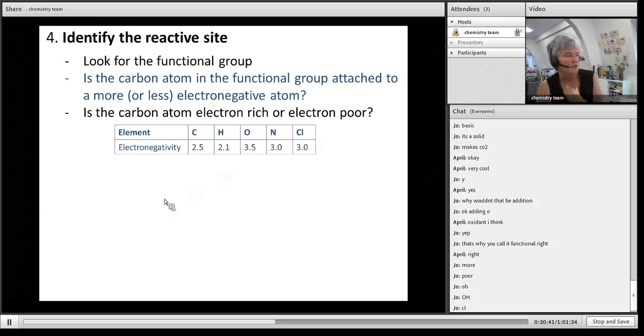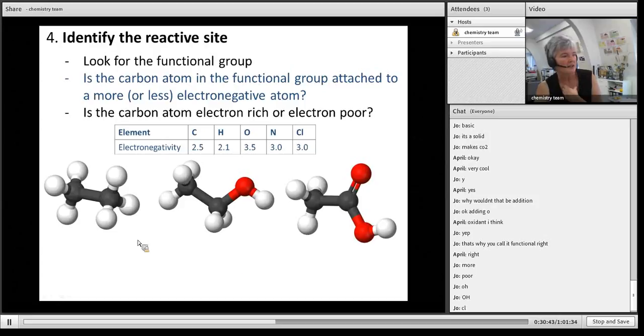Okay, so what we've got here, what's the functional group here? It's just an alkane, just carbons and hydrogens. That's the functional group over here, and there's the functional group over there. Which of those carbons, which of those three, is the reactive site going to be the most positive?